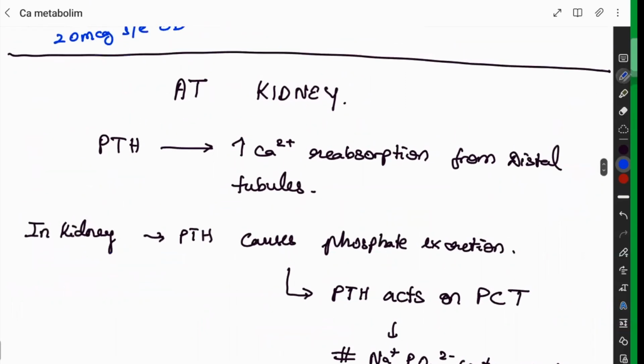So we said PTH acts at three places: one is bone, another is kidney, and one is the GIT. Now we have seen what happens in bone. Next we are moving towards the kidney. Till now is it clear? Okay, what happens in your kidney?